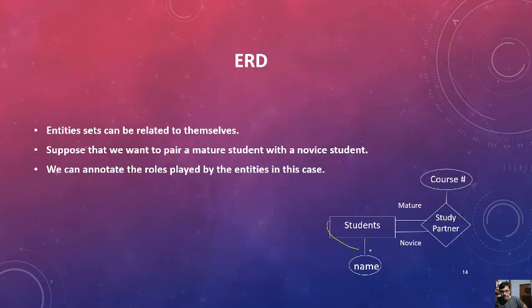This is represented like this: this is a student entity, the relationship name is study partner, and these are the roles, mature and novice. So a mature student's study partner is a novice student, and this is the attribute of the study partner, of which subject they are associated with. Okay, so this type of association is also present in the ER diagram.